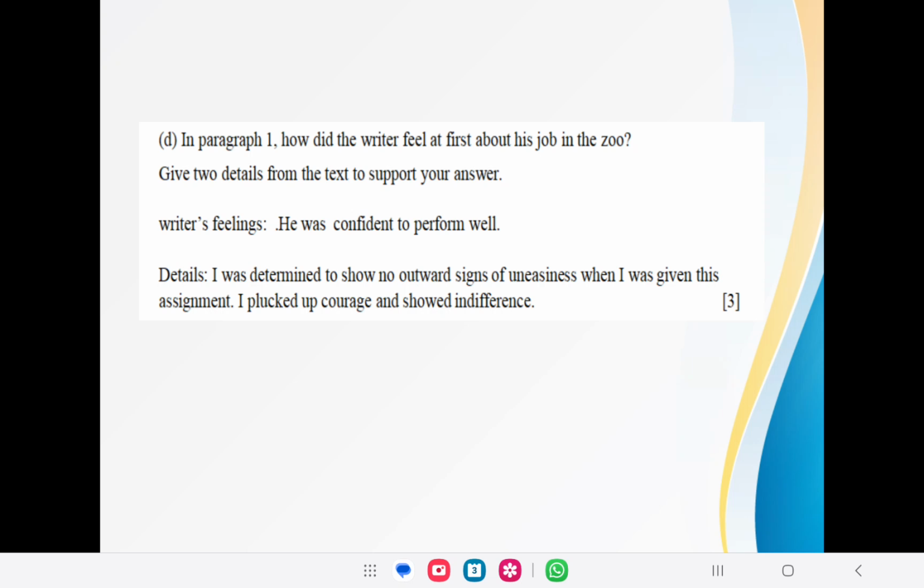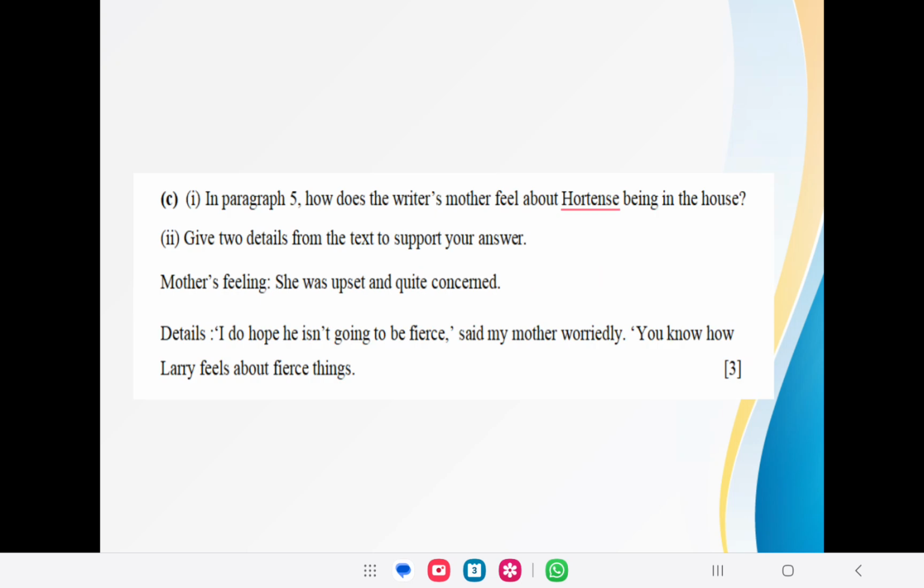So these are two details that show that he was confident enough and he was going to do well in his job. So you will take out one. Okay, I think we have discussed this enough. Now let's go to the next example.